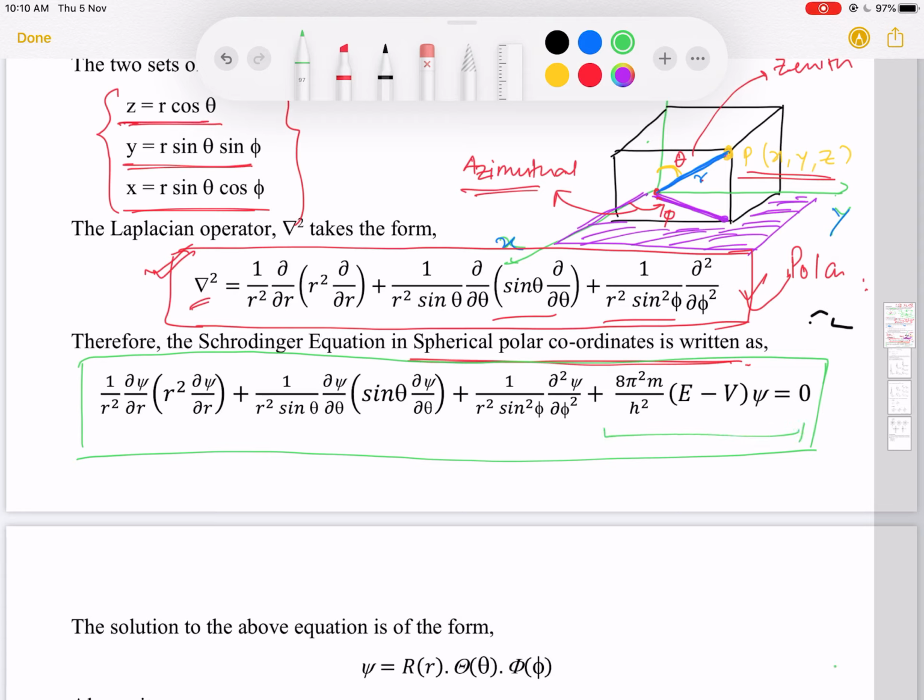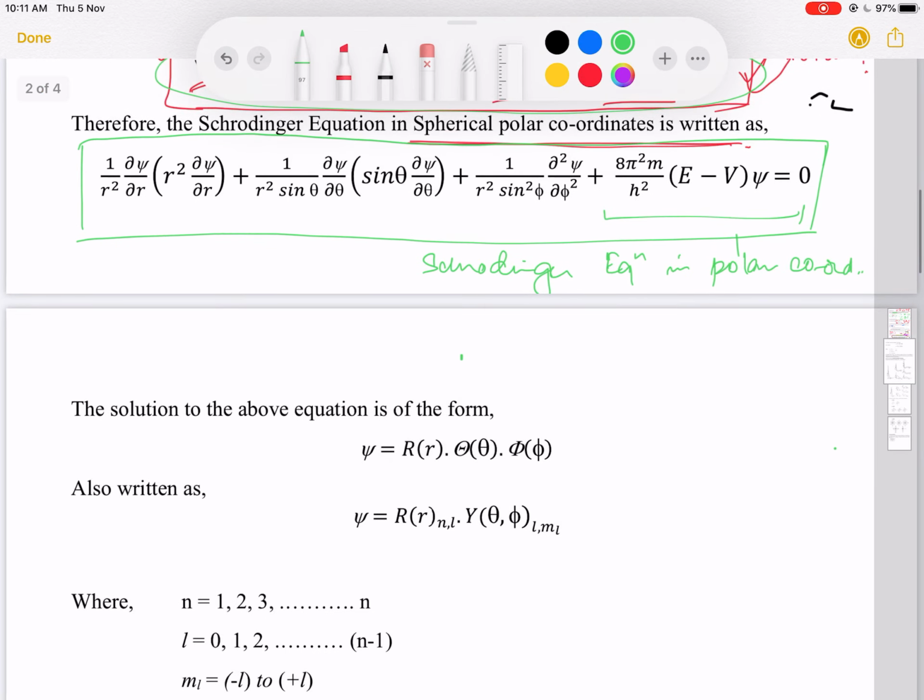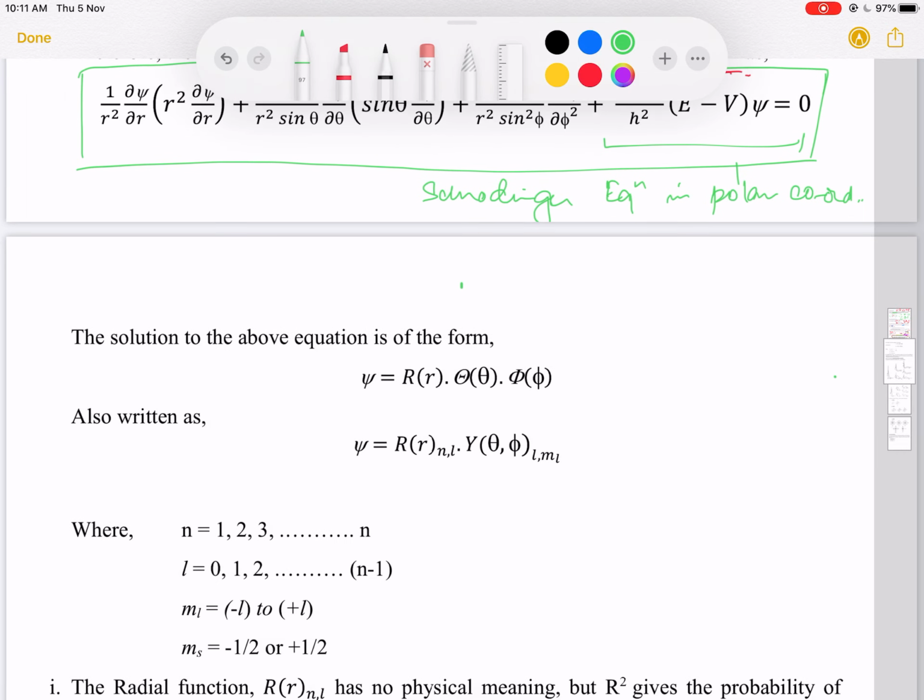Just in place of del square, we have to put the spherical polar coordinates term, and we will get the Schrödinger equation in spherical polar coordinates. This is the Schrödinger equation in polar coordinates. Now this Schrödinger equation is easily solvable, and the solution of this equation will be of this form.